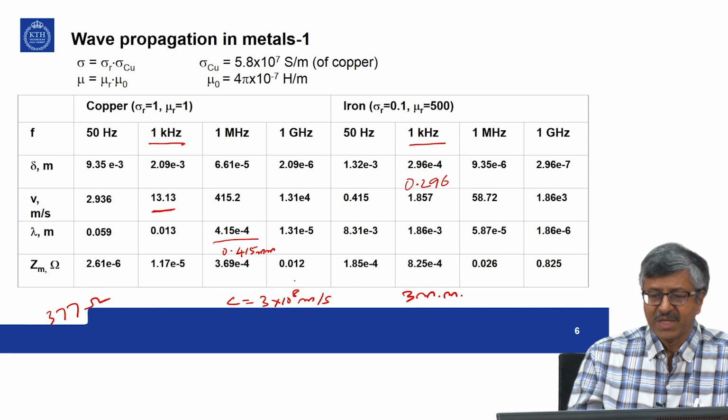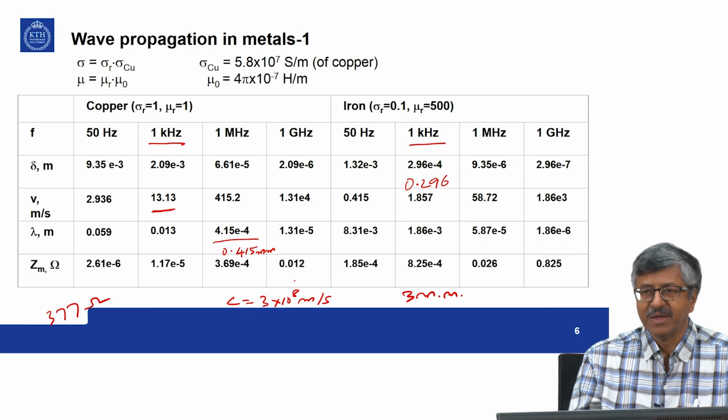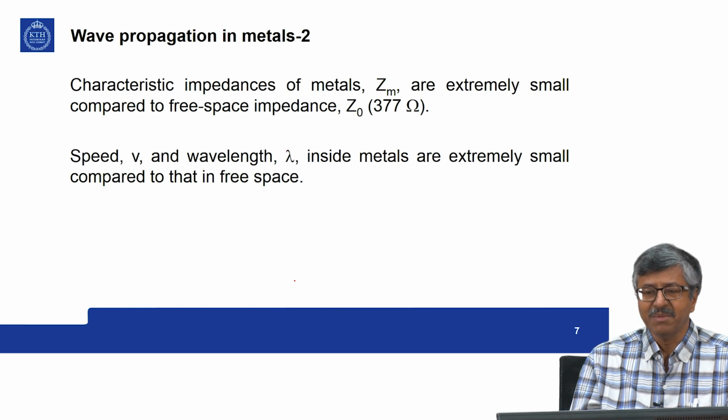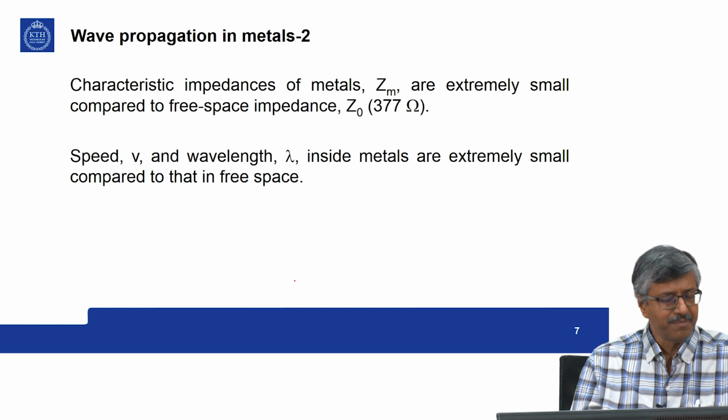So, some of these properties you can notice. One, characteristic impedance of metals are extremely small compared to free space impedance. Speed v and wavelength lambda inside metals are extremely small compared to that in free space.